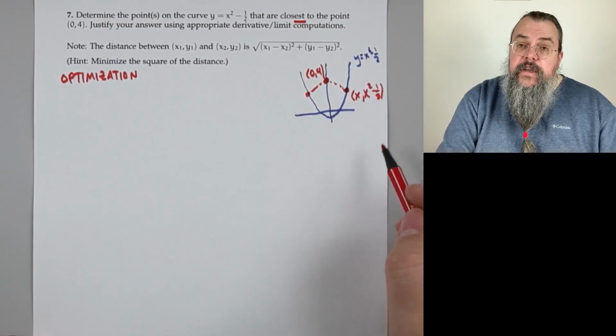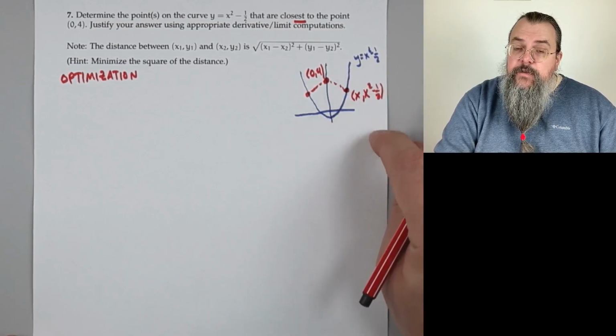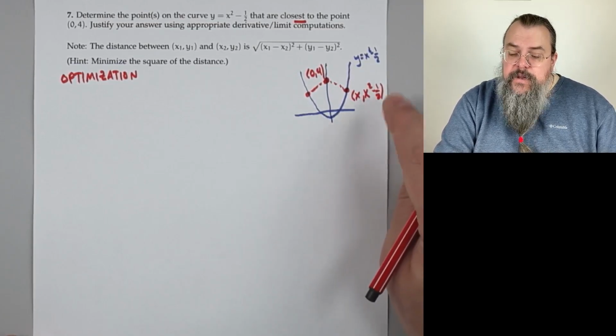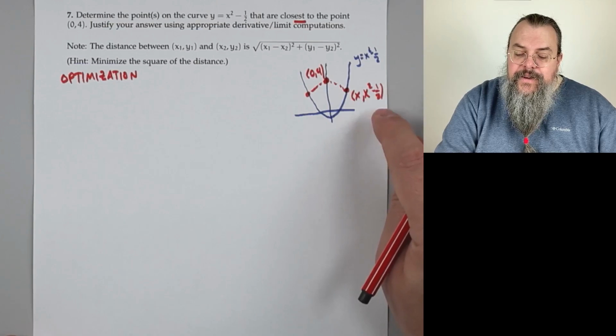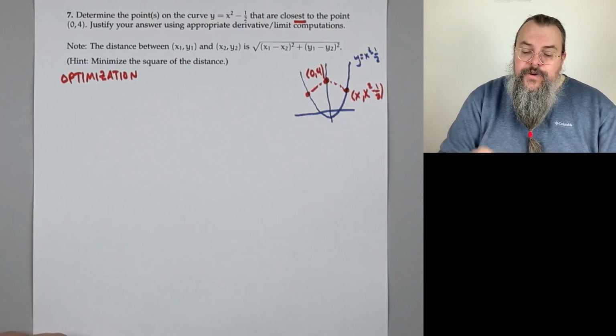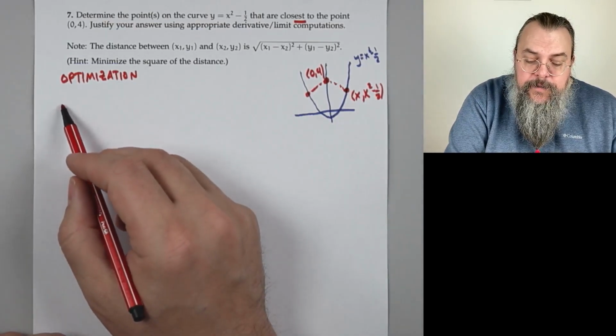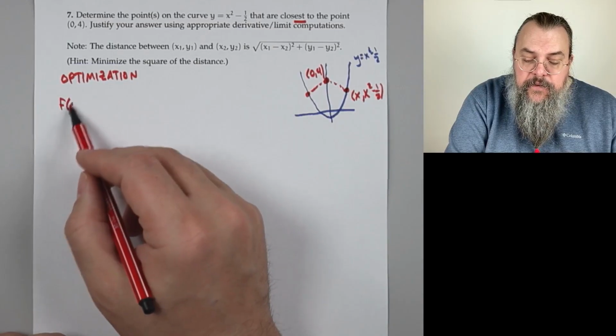That's one way to write it. So x, y, but y is x squared minus a half. You can do other things, but this works for us. All right, so what do we have? Our goal is to optimize our function, f of x.